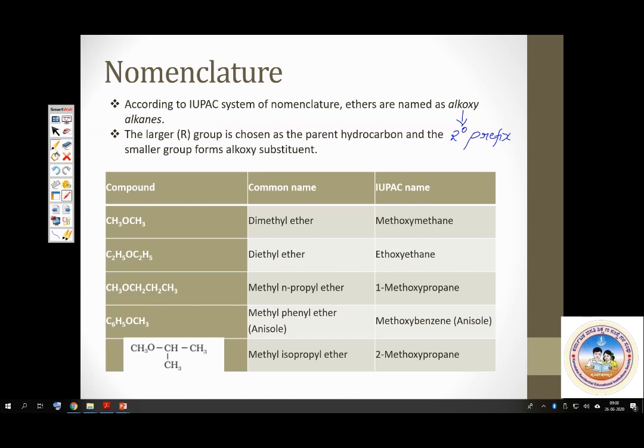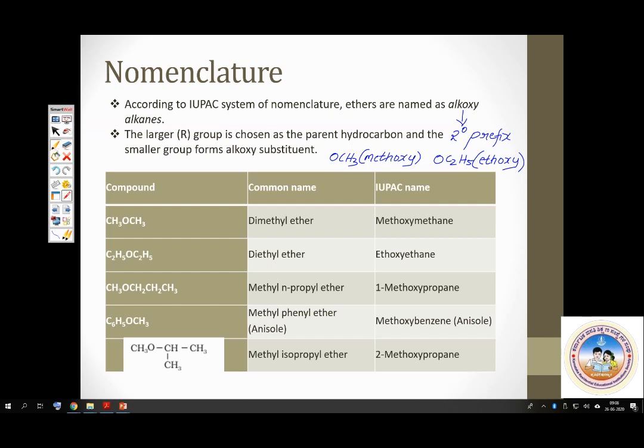If the group is OCH3, then you would call it methoxy. If the group is OC2H5, then it's called ethoxy. Okay. Likewise, you have propoxy, isopropoxy, and so on. So that's how you should name ethers. We have discussed this under our IUPAC nomenclature in the first worksheet also. So this is a sort of revision.